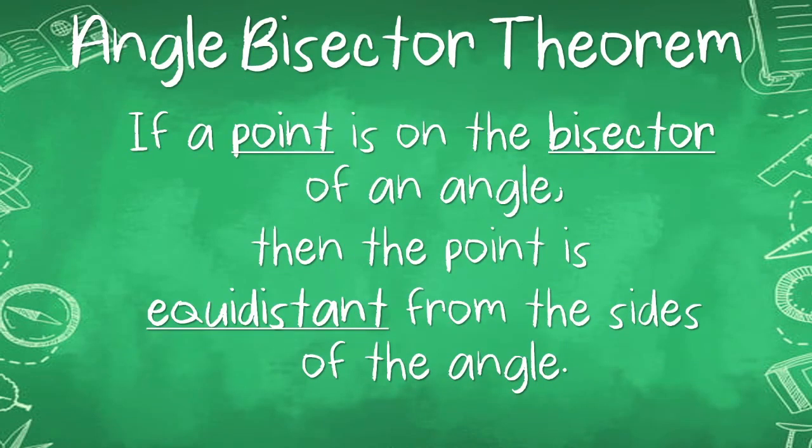Then we can now state the theorem of angle bisector that if a point is on the bisector of an angle, then the point is equidistant from the sides or rays of the angle, and the previous figure shows 90 degrees on both angles.